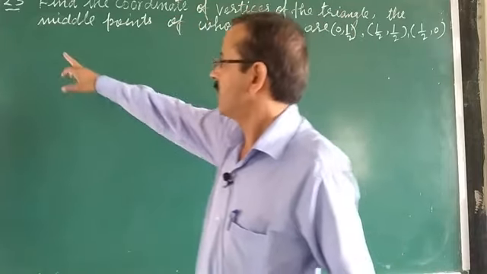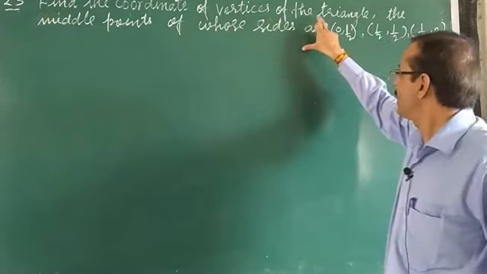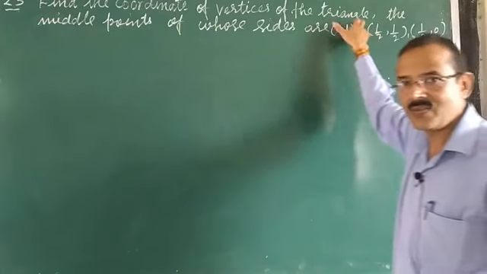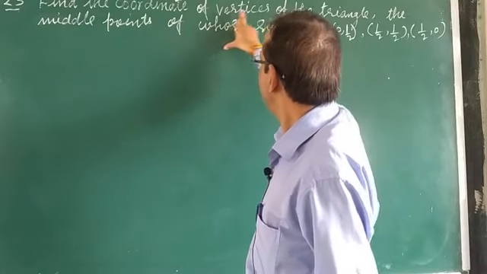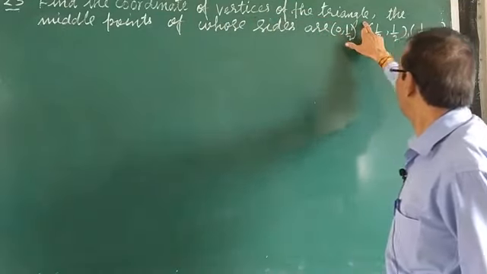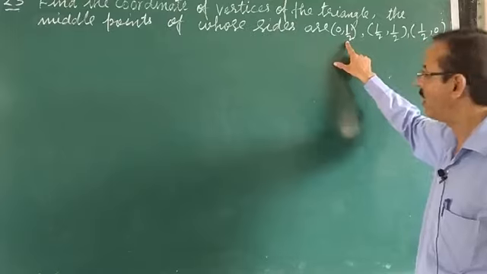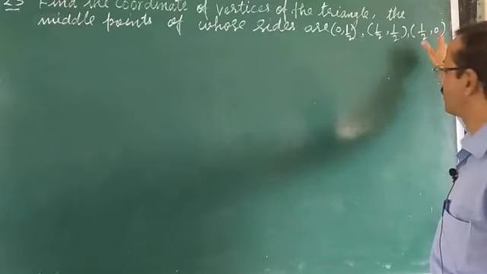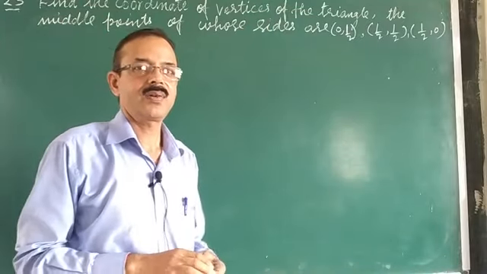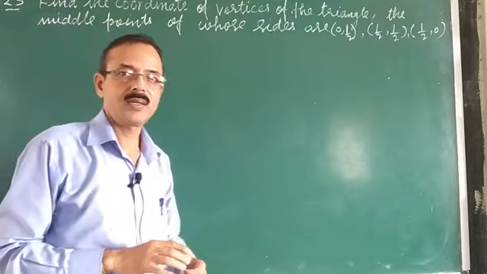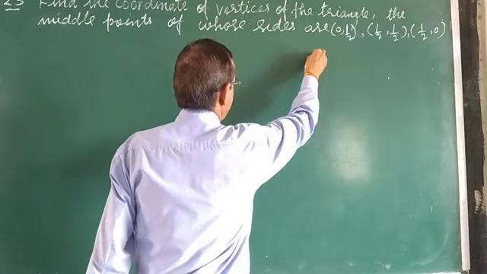So students, I selected question number 23. Find the coordinates of the vertices of the triangle. How many vertices are in the triangle? There are 3 vertices in the triangle. So, find the coordinates of the vertices of the triangle whose midpoints of the sides are (0, 1/2), (1/2, 1/2) and (1/2, 0). The midpoints of the sides are given, but the vertices are not given. Vertices we have to find. There are 3 vertices, so by this figure you can understand.